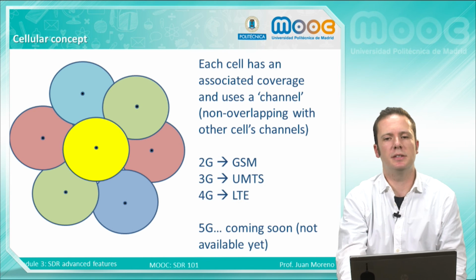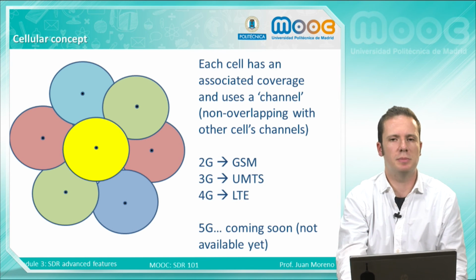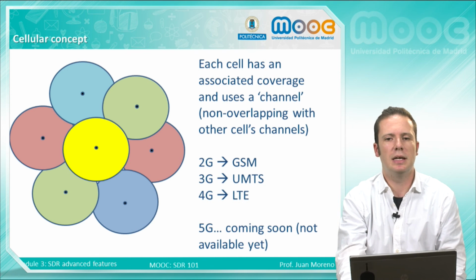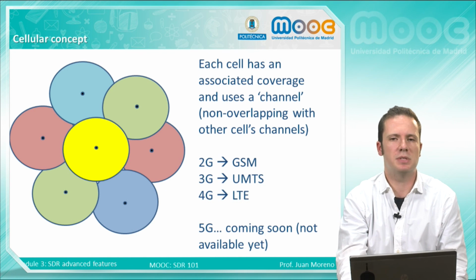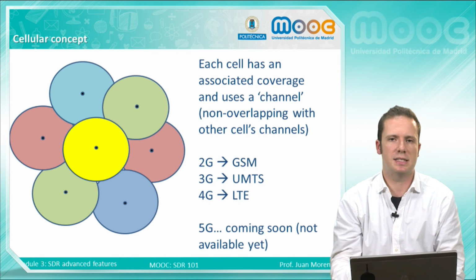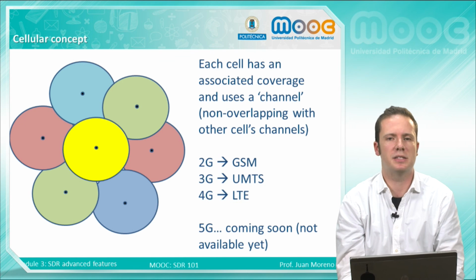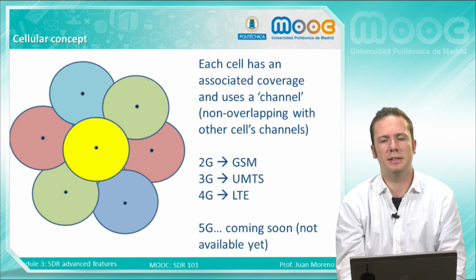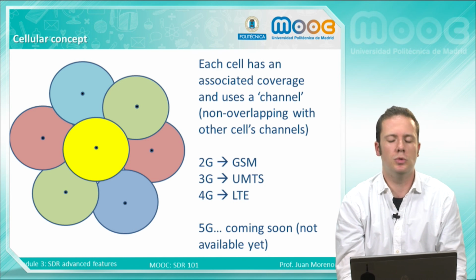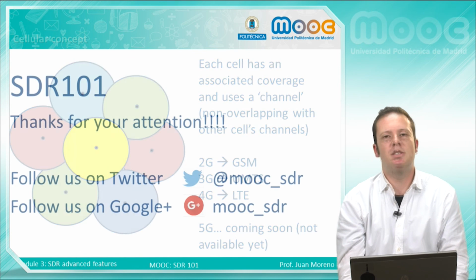Also, we learned the basics of mobile communications. The cell concept is very important. We saw that we will be able to demodulate LTE and GSM signals, but not UMTS. For UMTS signals, as its bandwidth is 5 megahertz wide, we will need at least 2 RTLs.